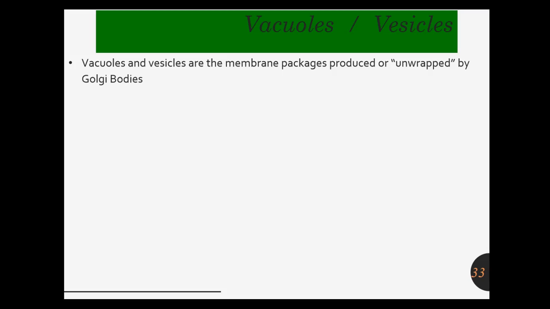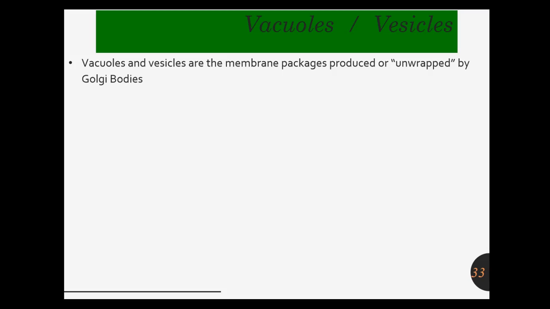We've seen them before when we talked about the endoplasmic reticulum, for example, pinching off and forming this membrane package called a vesicle that would either travel to other parts of the cell or travel to the plasma membrane to deposit the contents of the vesicle to the outside of the cell.